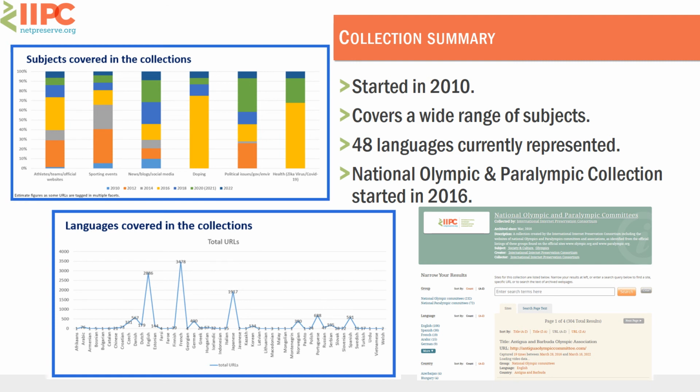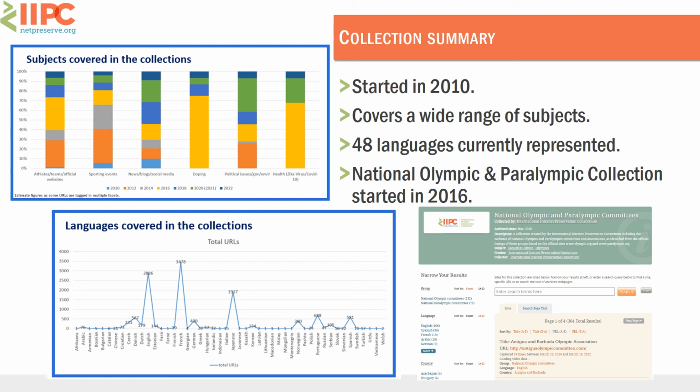Then we have the languages covered just underneath that. We've got many languages. There are 48 overall represented in the collection, but you can see that there are some strong peaks around English, French, and Japanese as well. Where we've got strong IIPC membership, there's more of a representation of those languages.